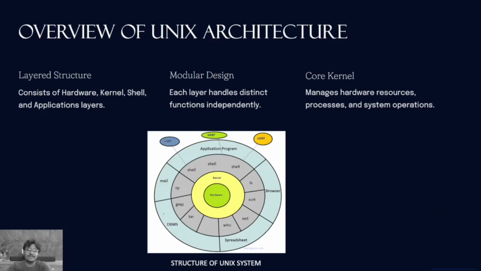Overview of UNIX architecture. The architecture of UNIX is simple but powerful. It follows a layered structure where hardware, kernel, shell, and applications interact efficiently. And it has a very modular design where each layer handles distinct functions independently. So now let's explore each layer in detail.